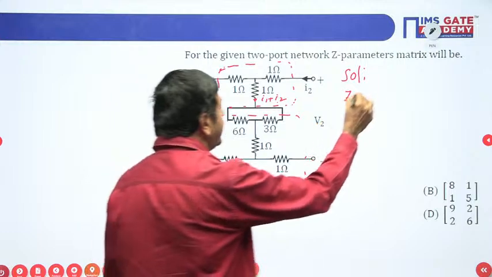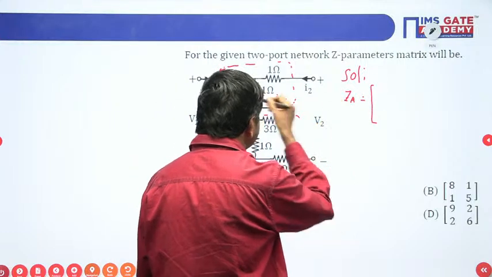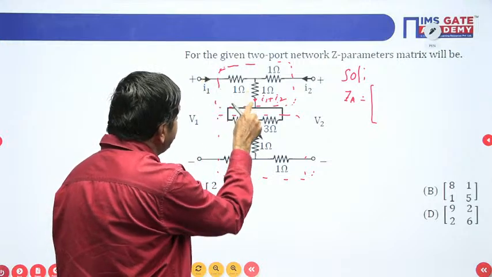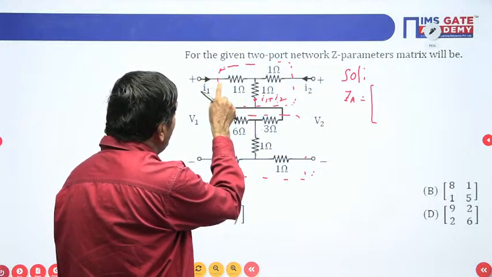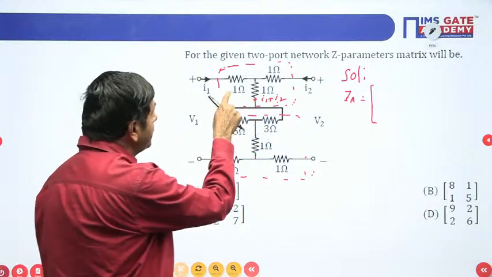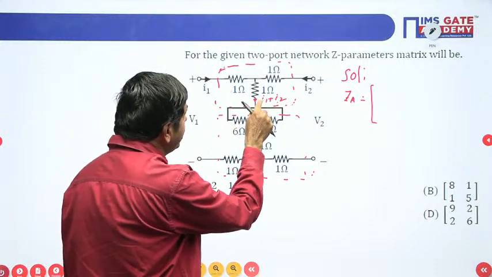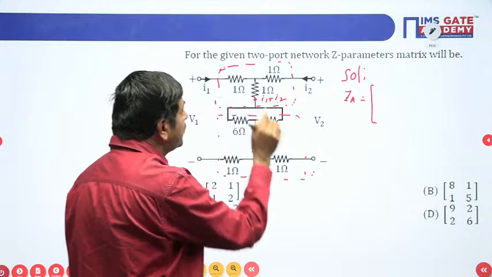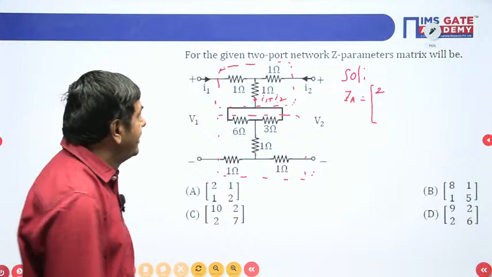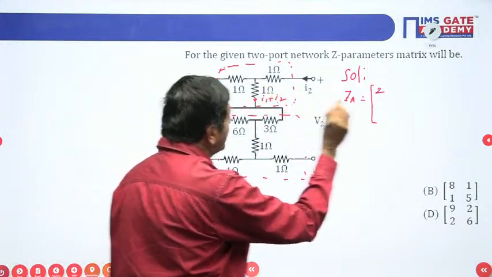In the Z parameters of the first network, the KVL is applied on this side: 1 into I1 plus 1 into I1 plus I2. That means 1 I1 plus 1 I1 is 2 I1. These are impedance parameters only. The I2 quotient will be 1 only possible here.